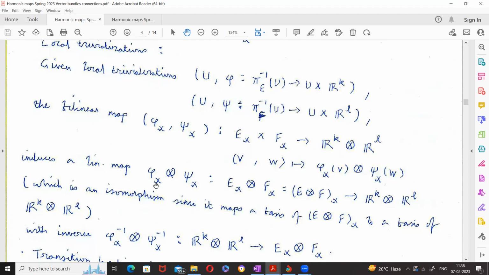So this is going to be an isomorphism with inverse phi_x inverse tensor psi_x inverse. That's a linear map from R^k tensor R^l to EX tensor FX. So we can take the tensor product of linear maps, and that will be a linear map between the tensor products.